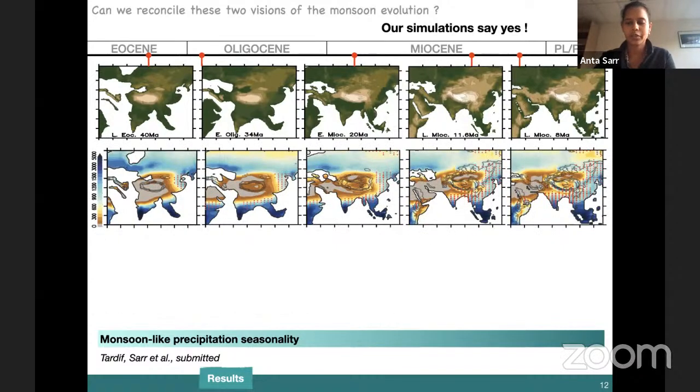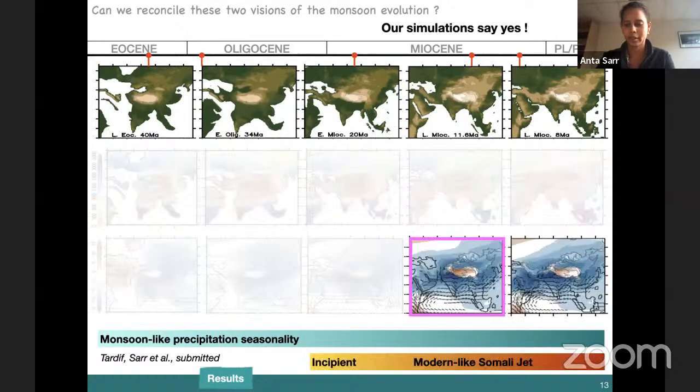So this kind of seems in agreement with the terrestrial proxy suggesting monsoonal precipitation already before the Miocene. Then if we look at winds, because this is what I've been interested in here, what we do see is that for the late Miocene simulation, the one circled with pink, we already have a pattern that resembles the present-day Somali jet, which is the right plot, with bending of the winds along the East African coastlines and strong winds blowing toward the northeast.